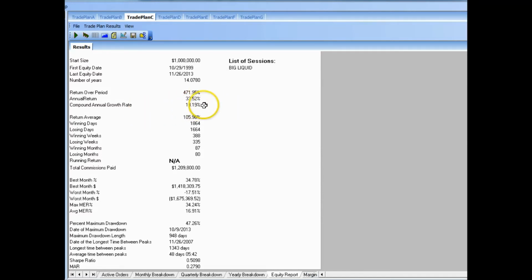However, we achieved a compound annual growth rate of 13% in spite of the last 3 years. And our maximum drawdown was 47%. And our Sharpe ratio is 0.5.